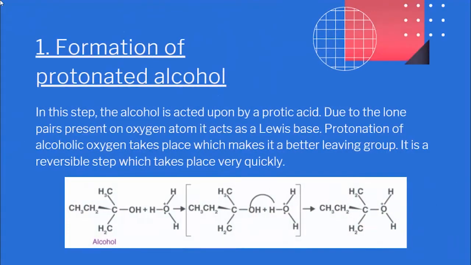The first step is formation of protonated alcohol. In this step, the alcohol is acted upon by a protic acid. Due to the lone pair present on the oxygen atom, it acts as a Lewis base. Protonation of the alcoholic oxygen takes place, which makes it a better leaving group. It is a reversible step which takes place very quickly.